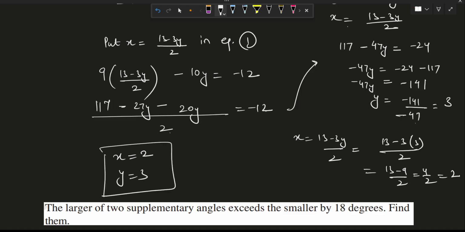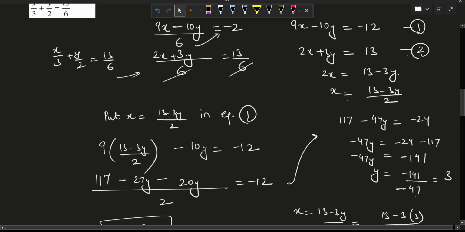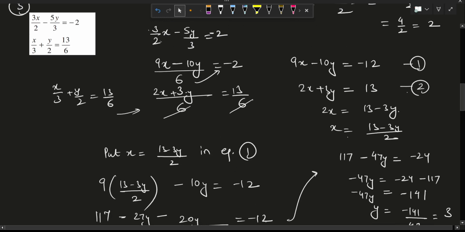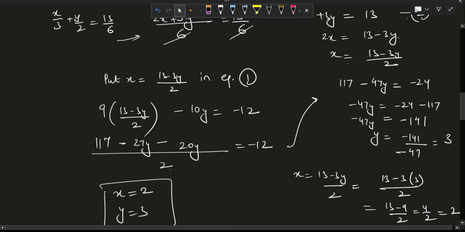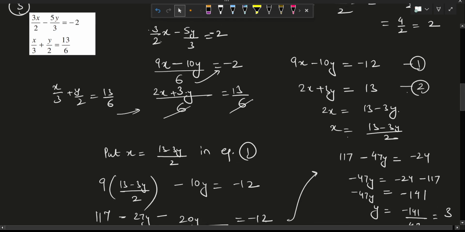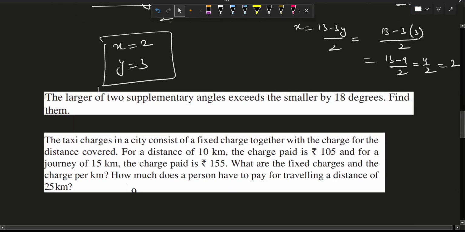So the solution for these two equations is also 2 and 3, because when you put x as 2, yeah, so it will be 4 plus 9, 13 only. Yes, correct. So this solution is also correct. So solve the question, pause the video, and then move to the next example.